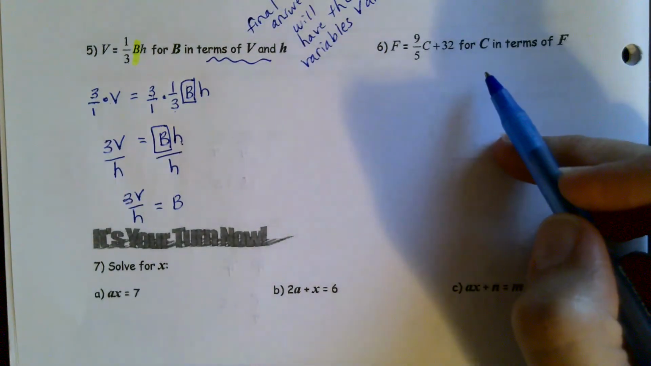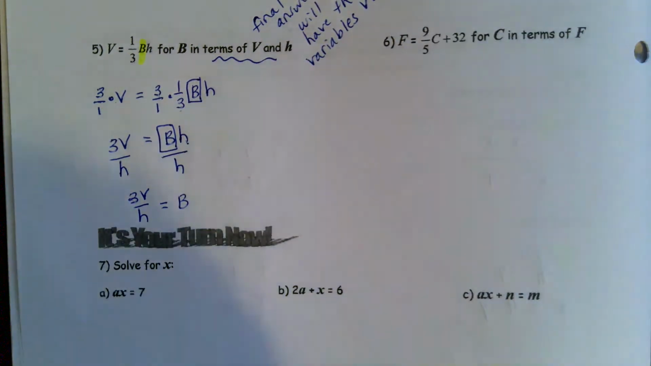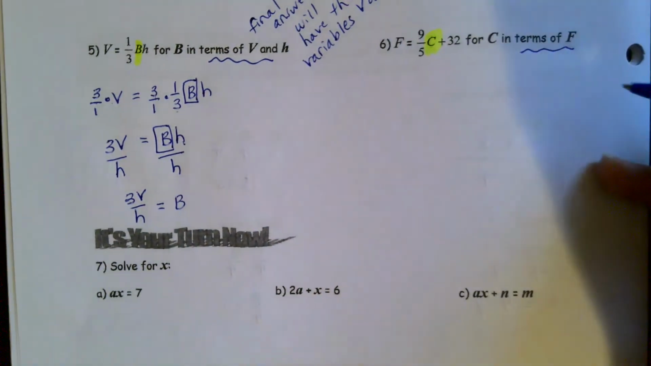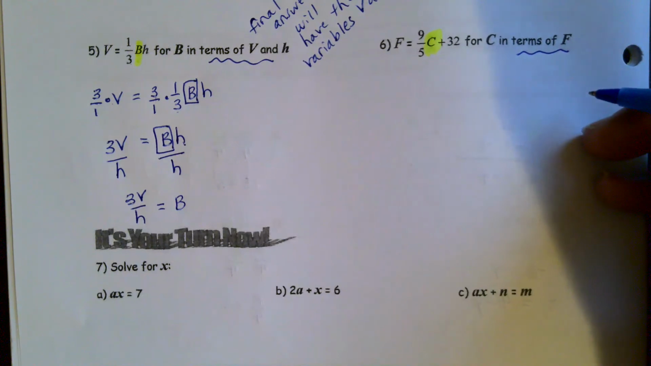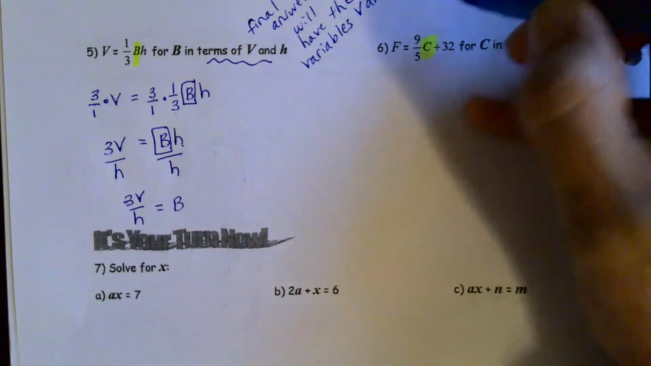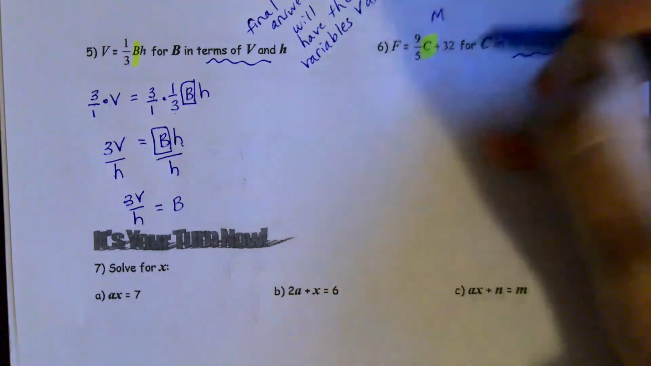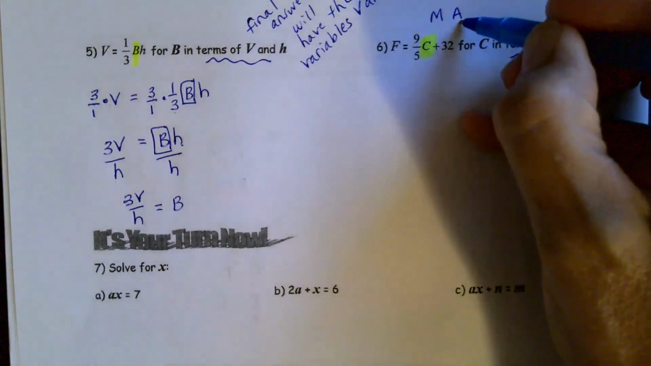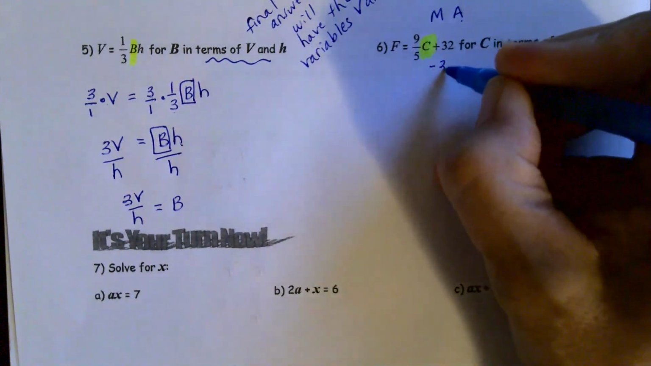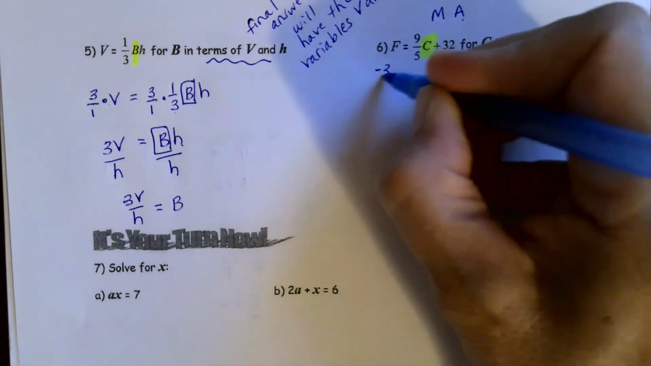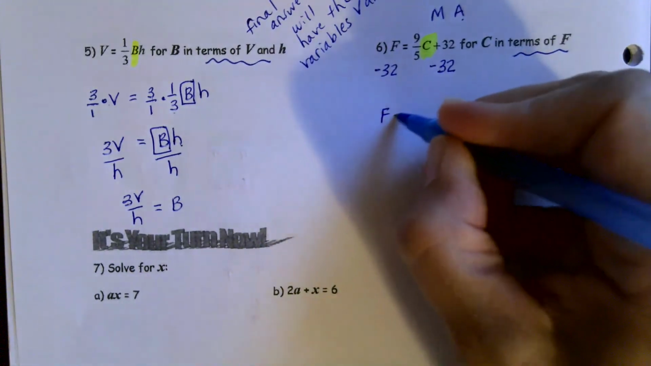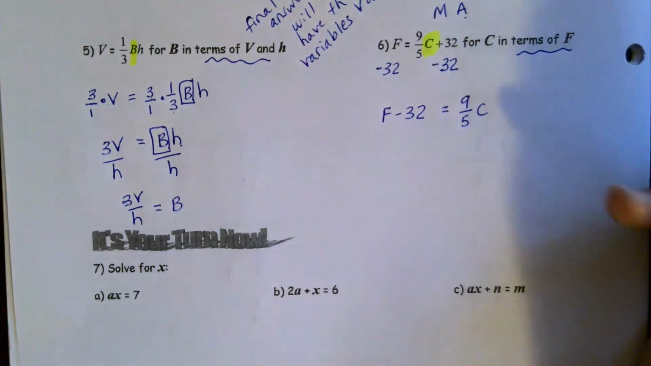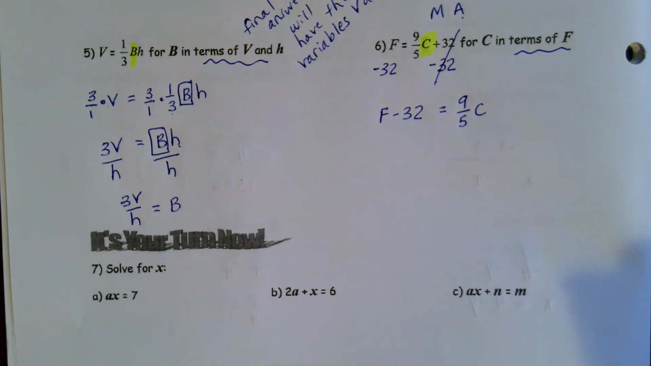Okay, let's take a look at number 6. We are going to solve for C in terms of F. So that means my final answer will have F in it. So what's happening next to C? I see multiplication and I see addition. Remember reverse order of operations, we have to take care of the addition first. So I'm going to subtract 32 on both sides. I have F minus 32 equals 9/5 C. And that's a zero pair.